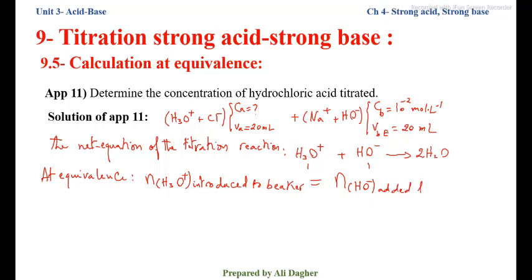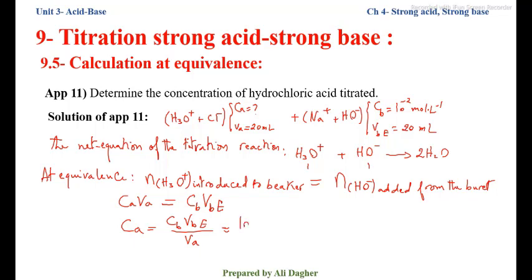from the burette. We replace the number of moles of H3O+ by CaVa and the number of moles of HO- by CbVbE. Then Ca equals Cb VbE over Va. Cb equals 10^-2 times VbE 20 over Va 20, then the answer is 10^-2 mol per liter. This is how we calculate the concentration of the titrated solution using the result of titration.